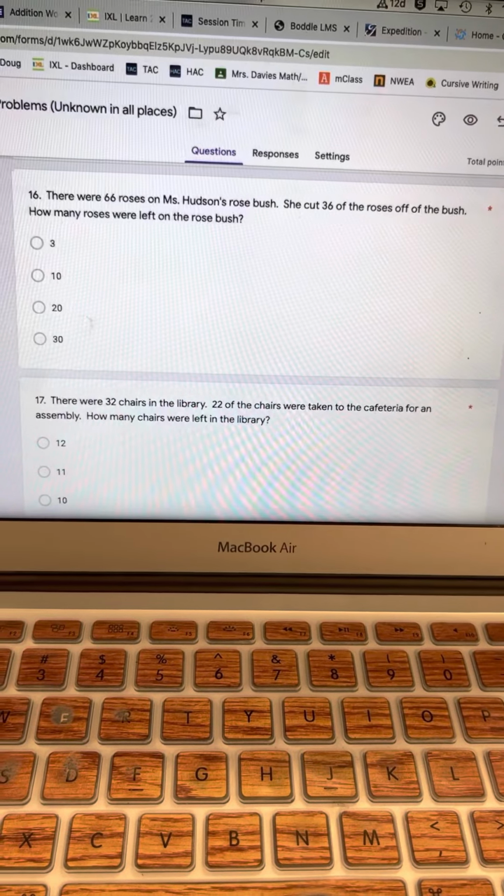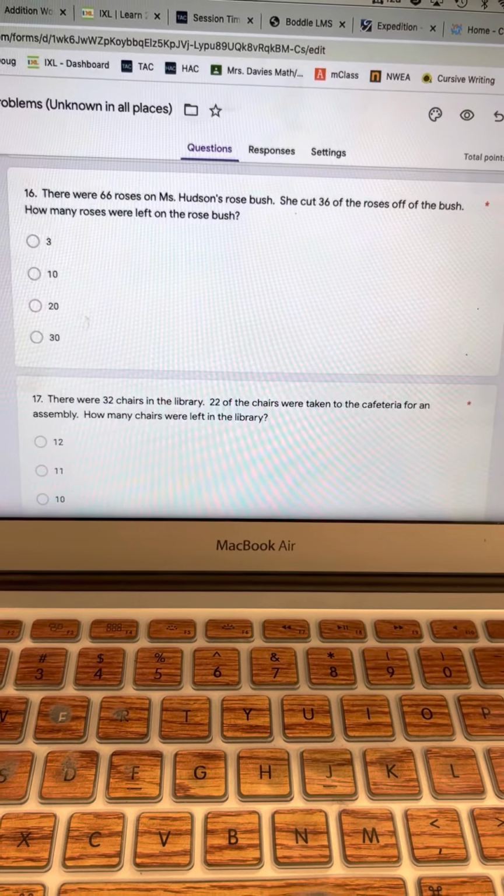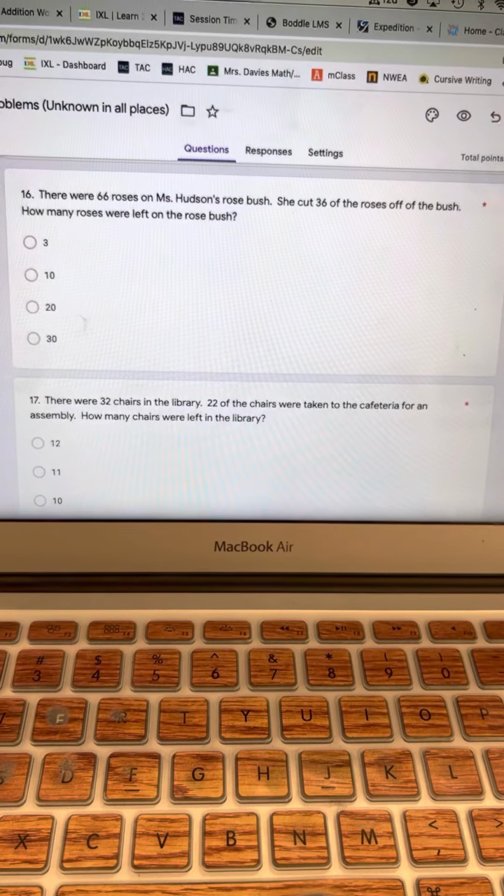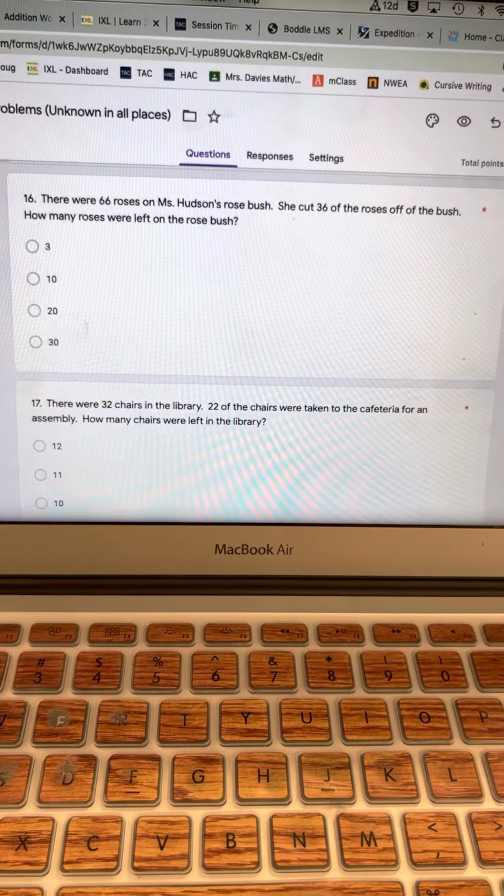Number 16, there were 66 roses on Miss Hudson's rose bush. She cut 36 of the roses off of the bush. How many roses were left on the rose bush?